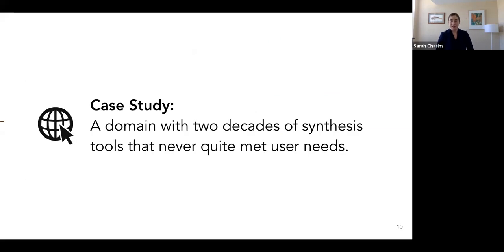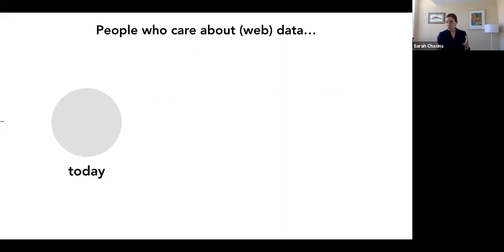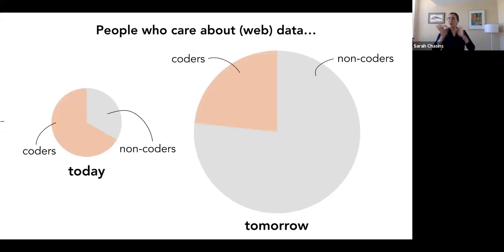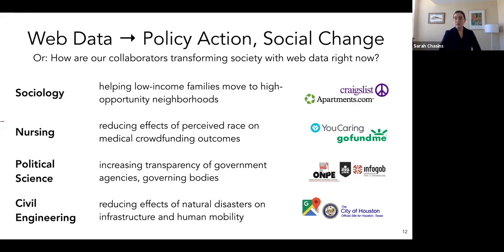I'm going to start with a case study. This is a domain where we've had 2 decades of synthesis tools that never quite met user needs, specifically web automation. This is an important domain, right? There are a lot of people who already care about getting web data, and we see that it's only continuing to grow. The trend that's most interesting to me is how the breakdown of the people who are interested in web data is changing over time. Before, it tended to be people who have the kinds of programming skills that folks in this virtual room have. Going forward, more and more non-coders are realizing the potential of web data, which makes a lot of sense, right? There are all kinds of things that you can do once you have your hands on it.